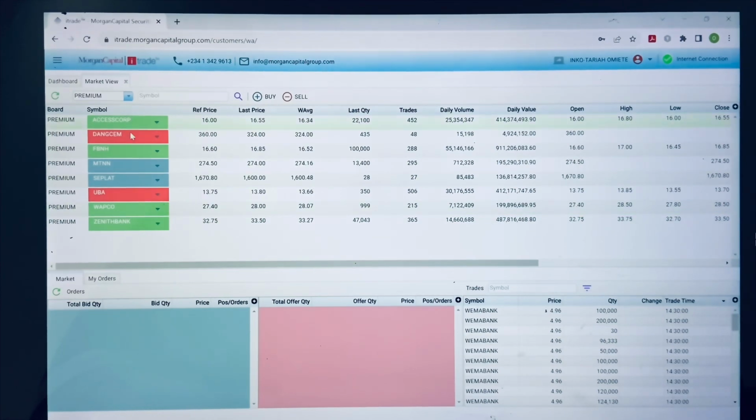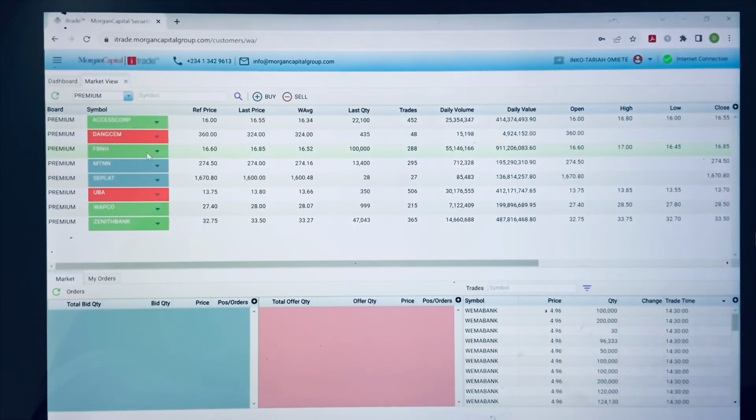Remember, these color codes all have meanings. Take a look at the green color. Every stock that is colored green means that the stock is gaining at that moment that you are looking at it. The color can change from green to red. Red means it is losing. As you can see, 360 was the previous price, but the last price here for Dangote Cement is 324 naira per share, which is less than what was sold yesterday. Therefore, the color code is red.